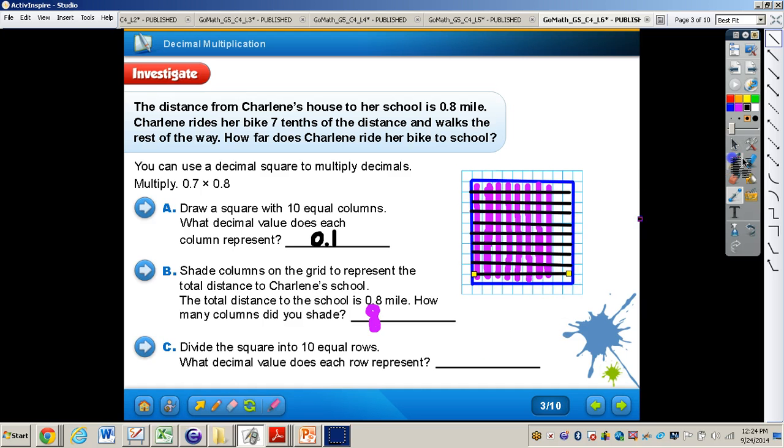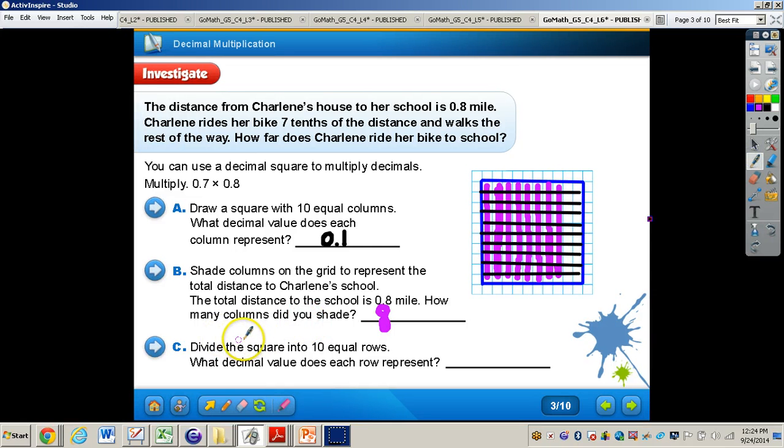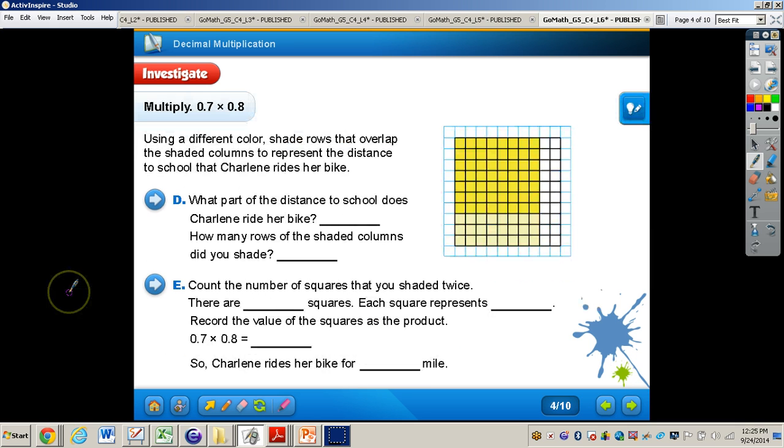Okay, now it is important to know that it says divide the square into 10 equal rows. We did that. What decimal value does each row represent? So each row represents 1/10, 0.1, and let's write that down. Okay, I moved on to the next slide, so my square looks a little bit different than my beautiful one from the previous one. So it says use a different color, shade rows that overlap the shaded columns to represent the distance to school that Charlene rides her bike.